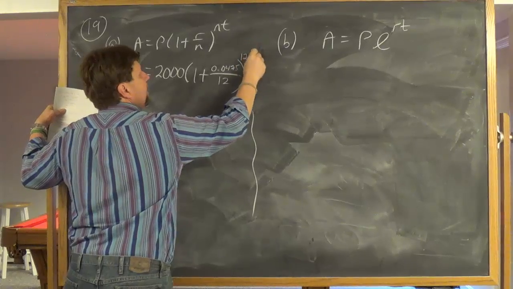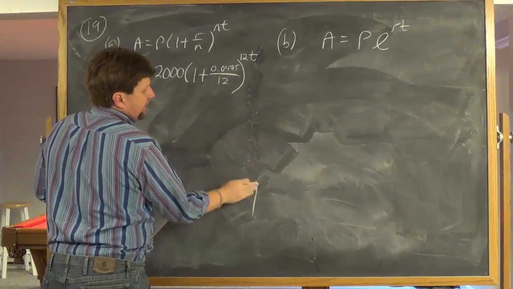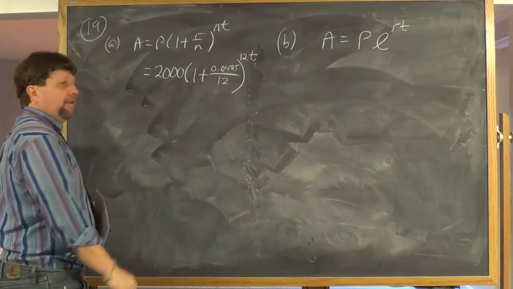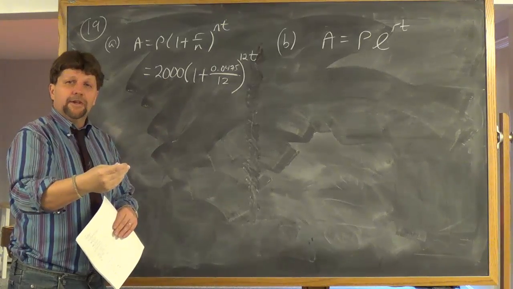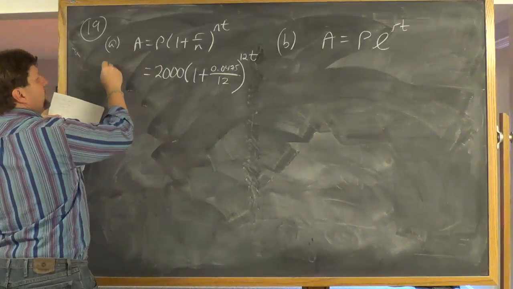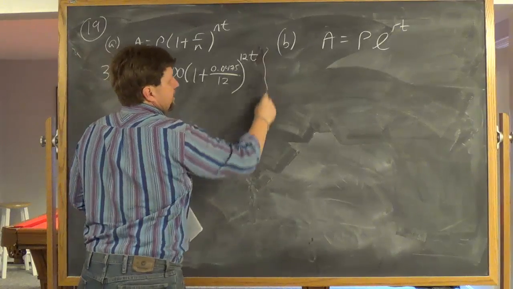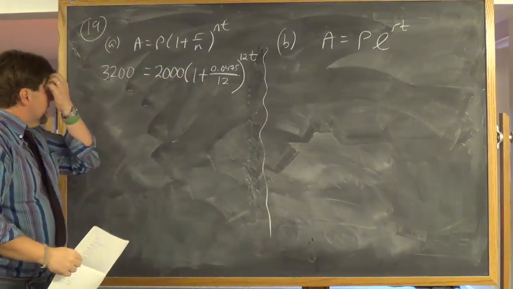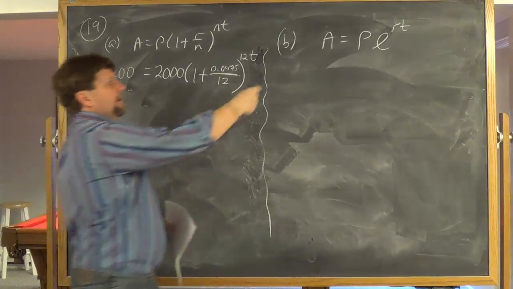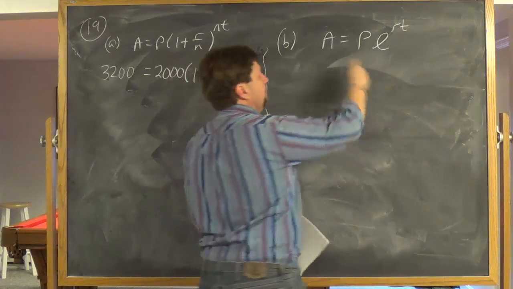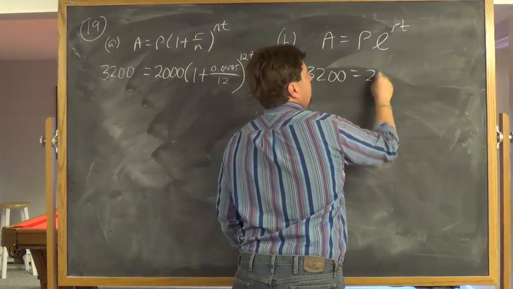We don't know t, because t is the time in years, and that's what we're trying to find. We're trying to find how many years, or how long will it take the $2,000 to grow to $3,200. $3,200 goes in here for A. So let me get this line back now. So this is the equation we need to solve in part A. In part B, it's compounded continuously. We use this formula. We have to solve this equation.